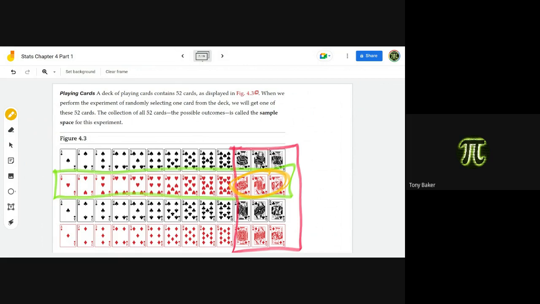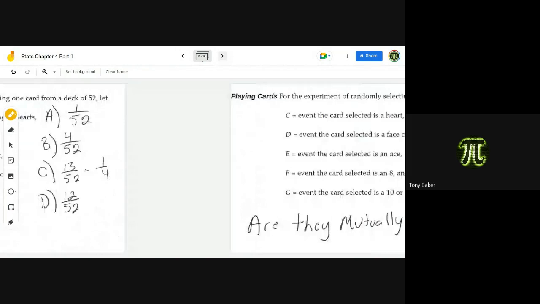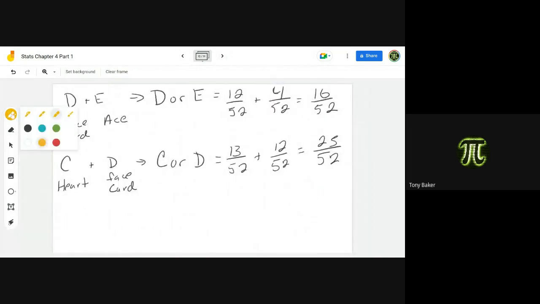Okay? So when they're not mutually exclusive, I have to subtract off the cards that are counted twice. So I get 22 over 52. In this case, it's the heart of Jack, Queen, and King. Because we counted them as hearts, and we counted them as face cards. So since they're counted twice, I have to subtract off that extra piece.